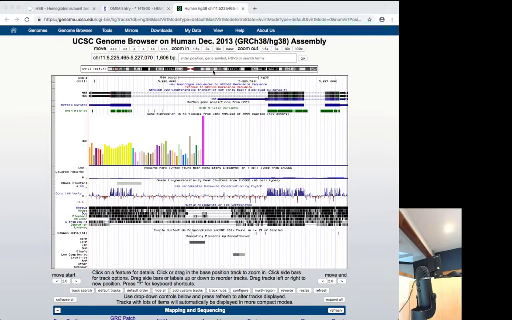Here is the result of an alignment, and it shows the conservation of this sequence with 100 vertebrates. Lines that are blue mean very conserved. Lines that are red are very low conservation. And many, many other things.